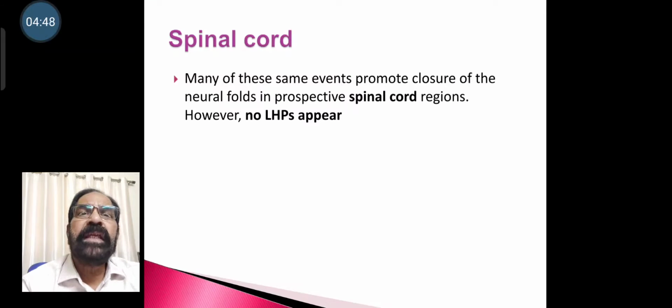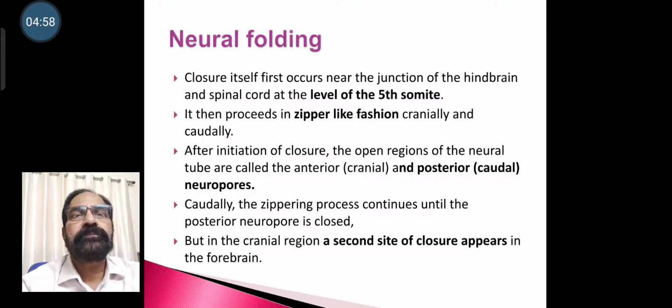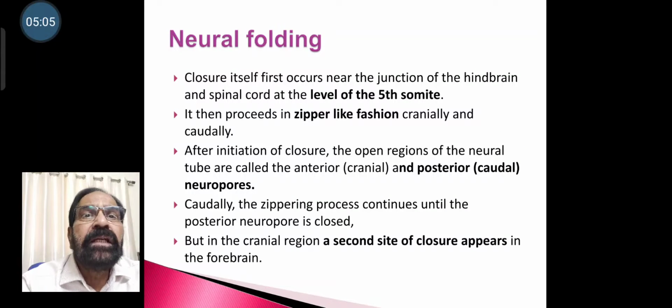In the spinal cord, many of these same events promote closure of the neural folds in the prospective spinal cord regions. However, no LHPs appear. Neural folding. Closure itself first occurs near the junction of the hindbrain and spinal cord at the level of the fifth somite. It then proceeds in zipper-like fashion cranially and caudally.